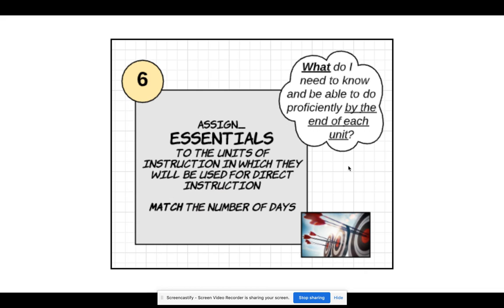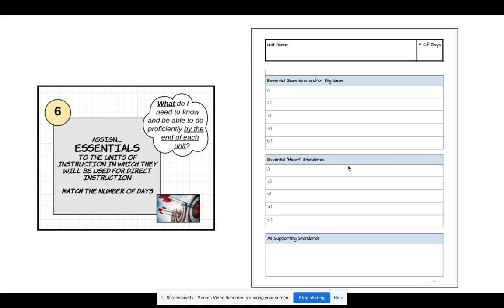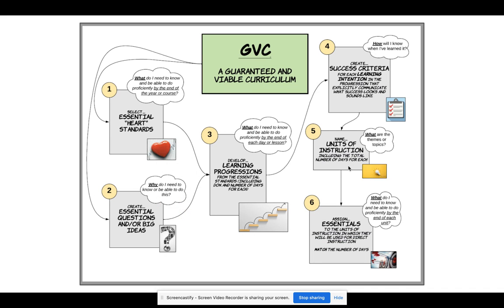And then the last step really is, what do I need to know and be able to do proficiently by the end of each unit? That's where you're going to take all of these things and aggregate them together. So for a guaranteed viable curriculum, in unit number 1 it's these essential questions, these standards, these learning intentions, these success criteria. You've got them all disaggregated out to specific units so that you know by the end of the year you've scaffolded everything very intentionally. And there's a form for that. So that's pretty much the overview, the steps.